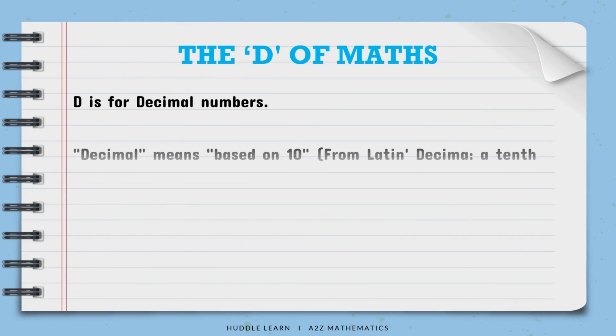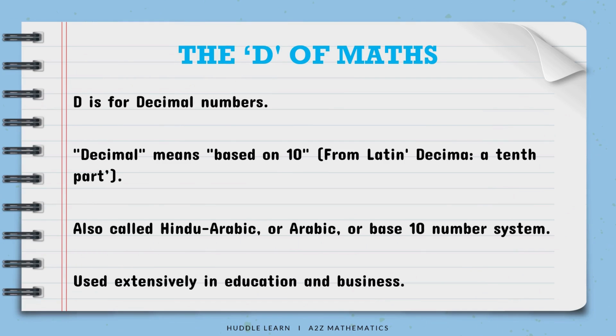D here stands for decimal numbers. Decimal is derived from the Latin word decima, which means a tenth part. It is also called Hindu-Arabic or base 10 number system. The decimal system is used extensively in education and business.